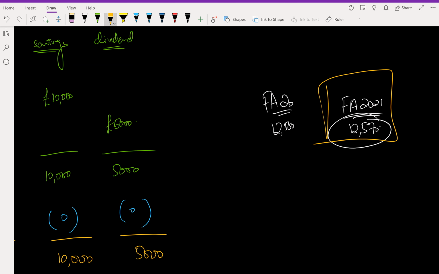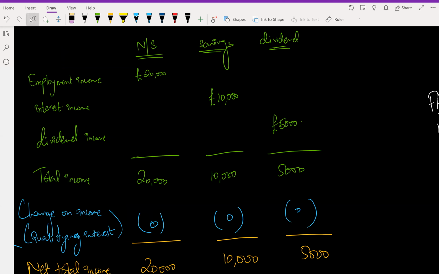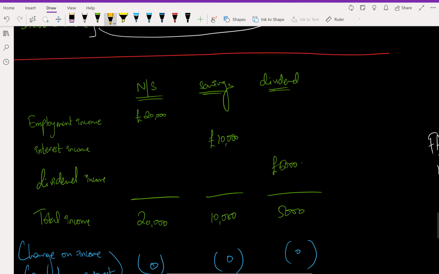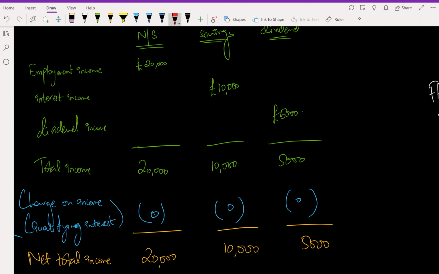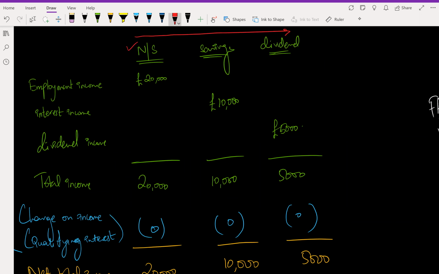Point is, you've got three categories. Is there any priority for the deductions or for taxation? Yes, there is. What does it mean by priority? See, you've got three categories. The priority is from left to right. That means if you have to deduct something, for example, any charge on income, you will first deduct it from non-savings up until the non-savings becomes zero. Then you move on to the savings. Up until the savings becomes zero, then you move on to the dividend.